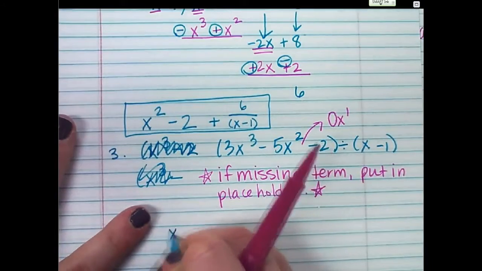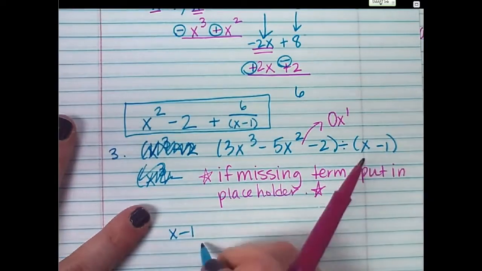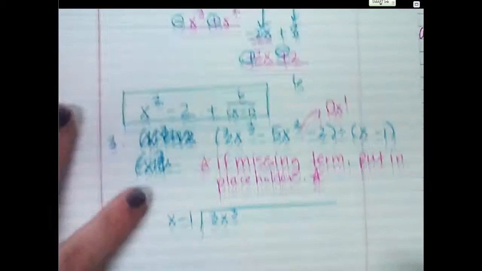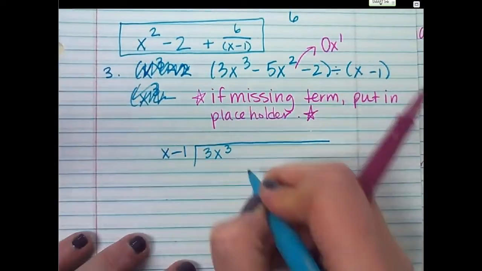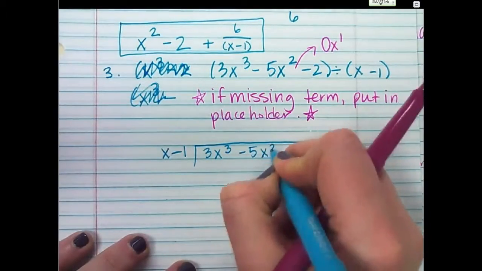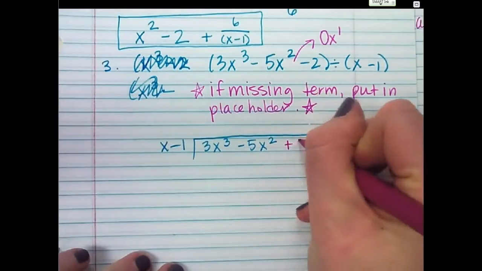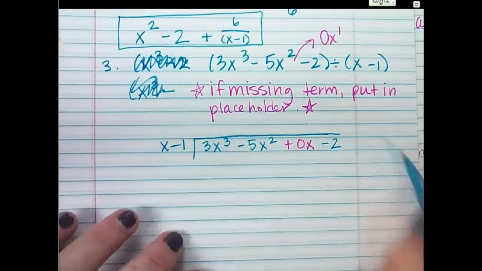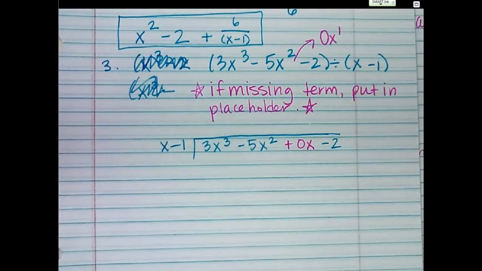We have x minus 1 on the outside. And on the inside I have 3x to the third minus 5x squared, and then I'm going to put my placeholder in, plus 0x minus 2. That way everything still lines up nicely. Okay, so let's work this one out.